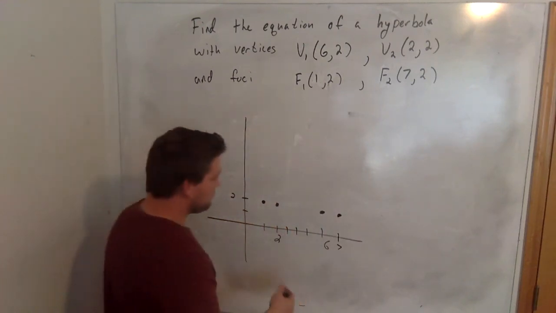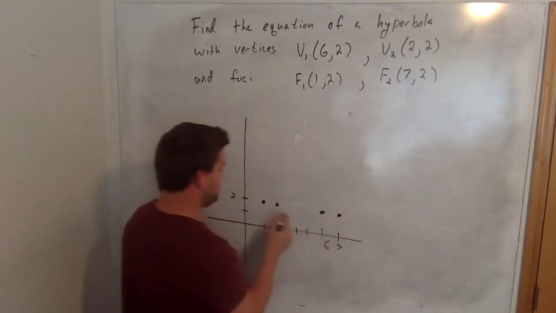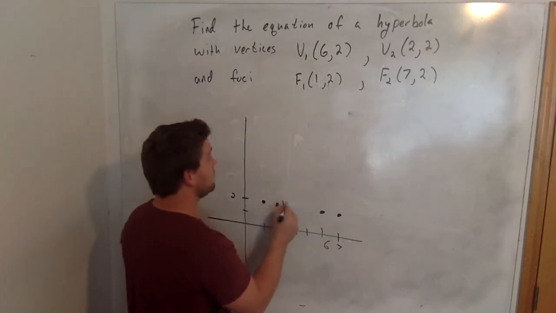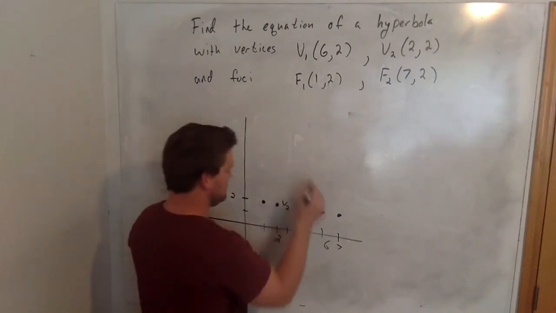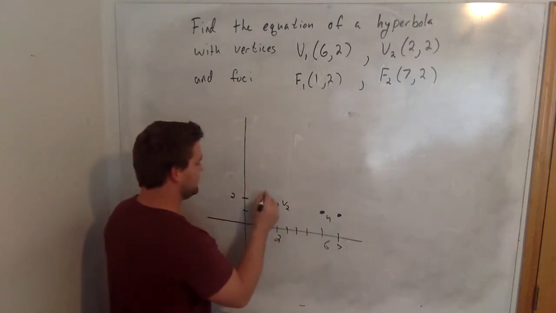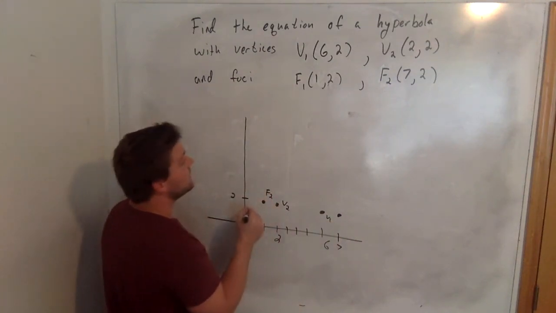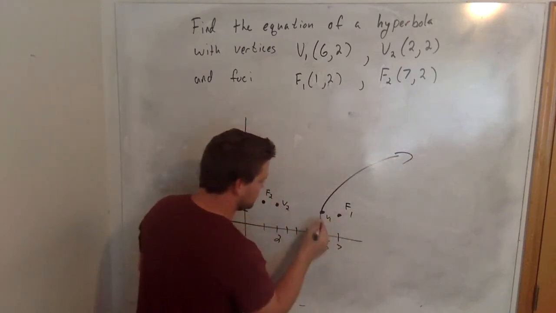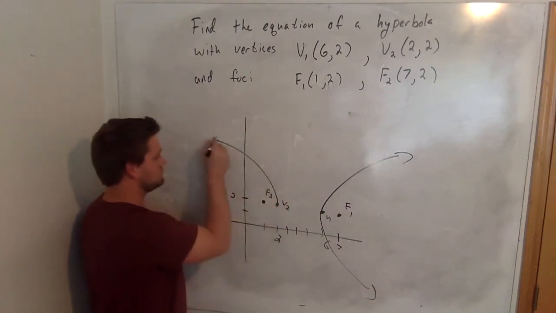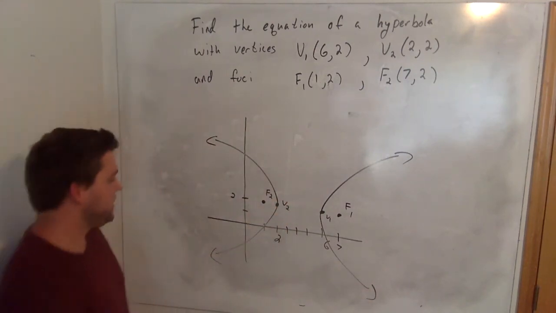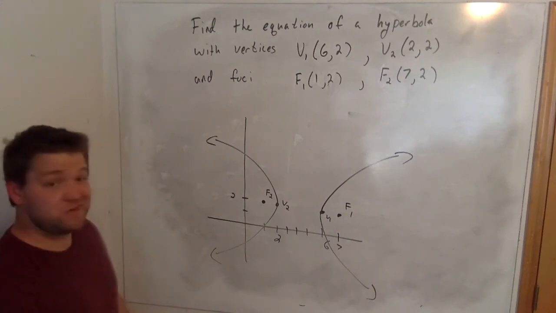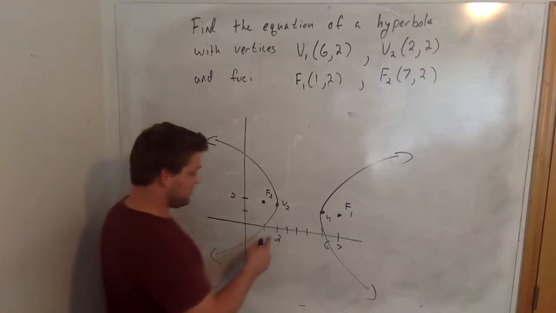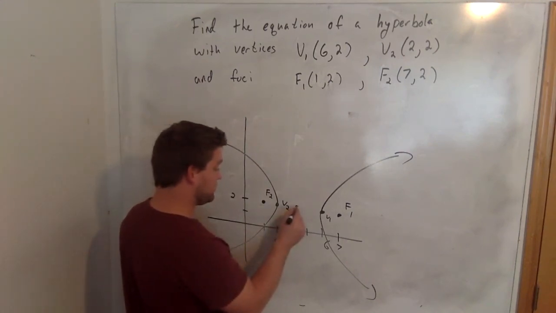Okay. So just from here, these are the vertices, so maybe I should label that. This one's V2, this one is V1, this would be focus 2, and this one would be focus 1. So the hyperbola is going to do something like this. What we need to do is figure out the center. At least from this graph, we might reason that the center should be at (4, 2).